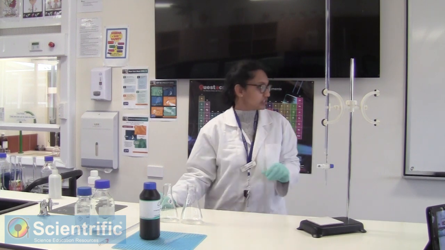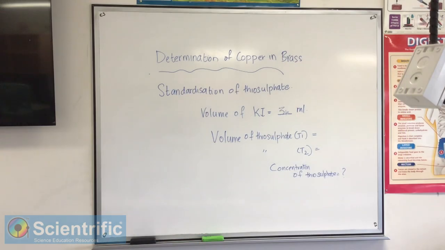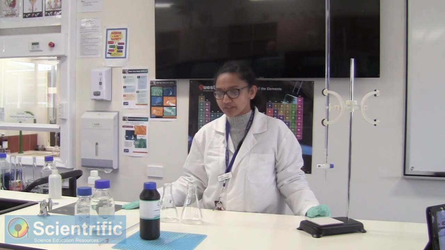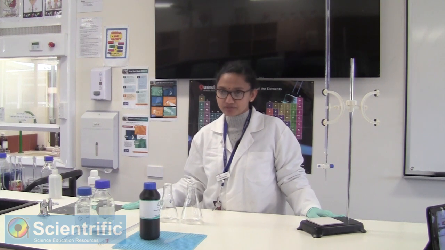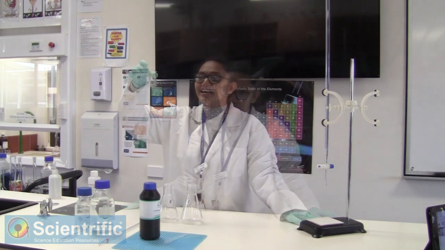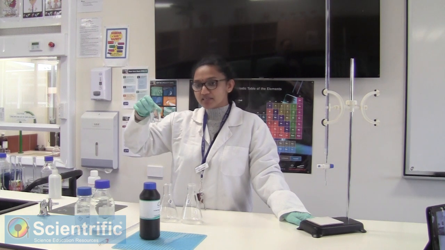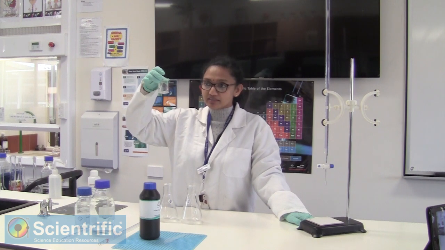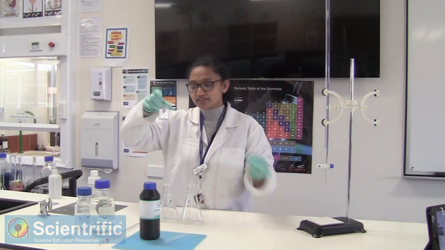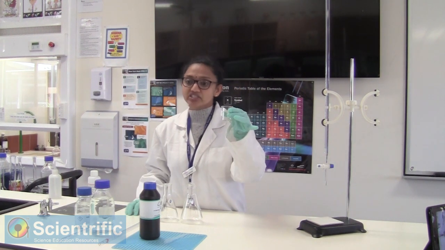For doing this determination, you have thiosulfate, and you're going to use potassium iodide as the primary standard to standardize that thiosulfate. Before you start all that, we are still trying to determine copper in brass. So we've taken around 2 grams of brass nails, and these brass nails contain copper. We can't find out how much copper is there unless we take it out into solution if we need to do a titration. To do that, we react it with an oxidizing agent like nitric acid.